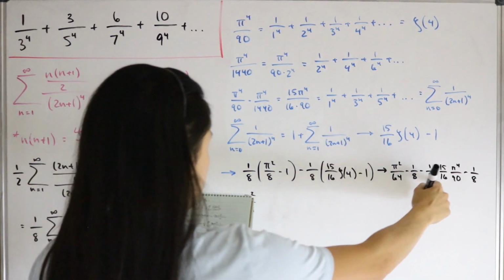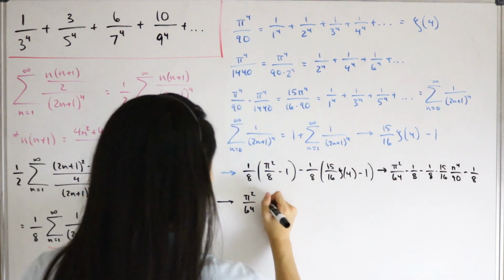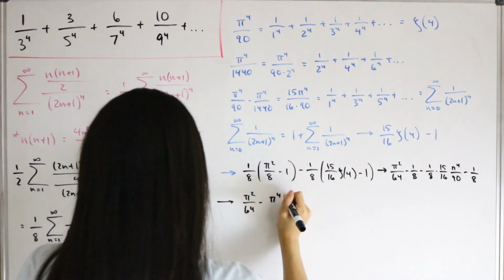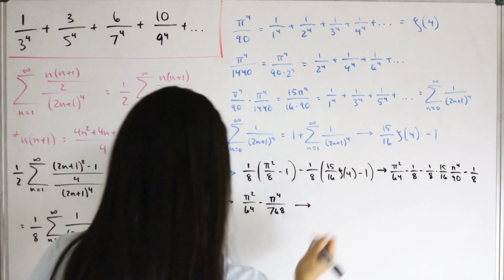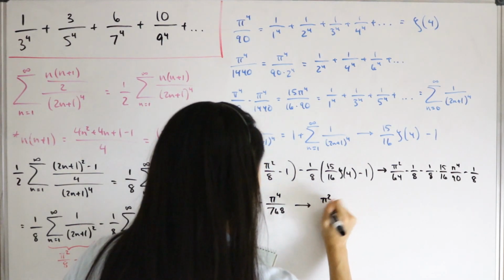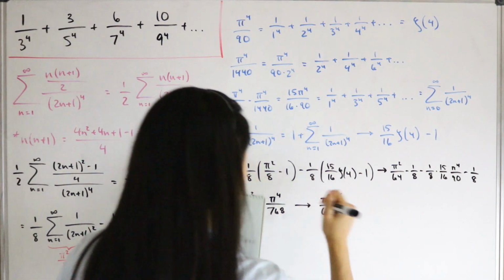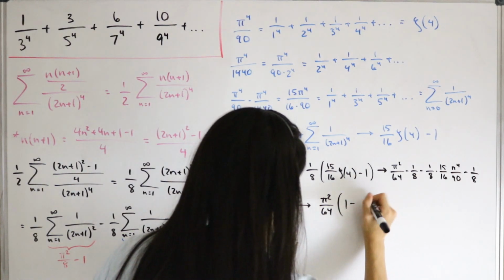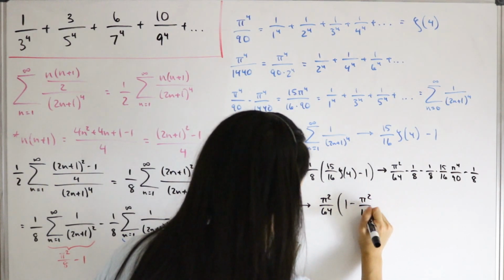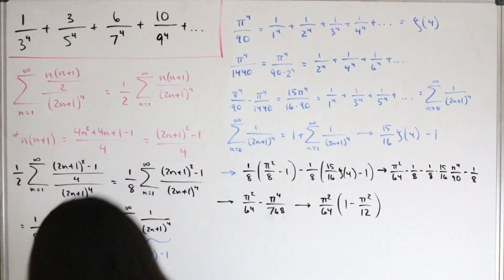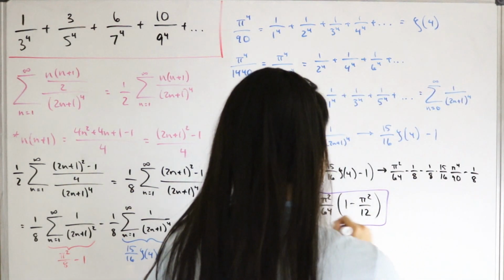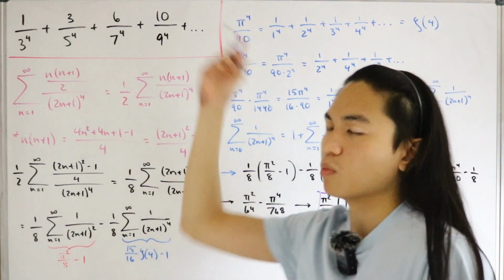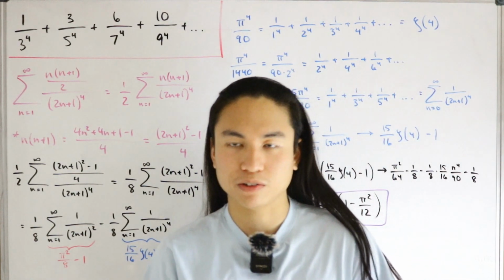If you expand this multiplication out, we have minus pi to the power 4 divided by 768. You could simplify it even further to say this is equal to pi squared divided by 64, multiplied by the quantity 1 minus pi squared divided by 12. And with that, that is our final answer to our sum containing the 4th degree reciprocal, where the numerator is in sequence of the triangular numbers.